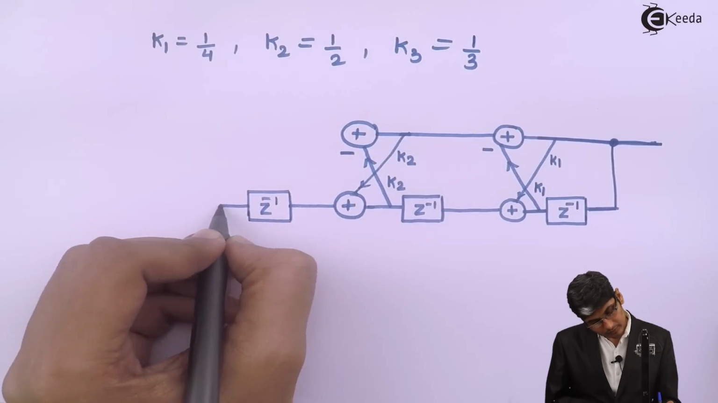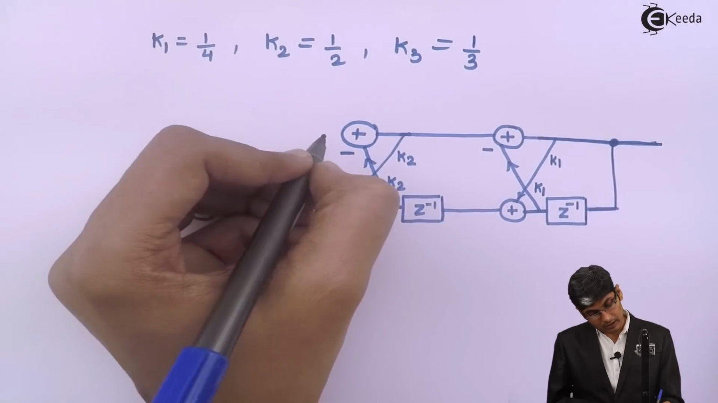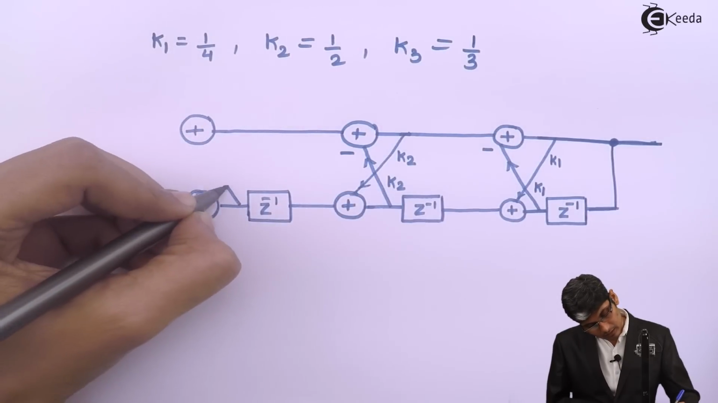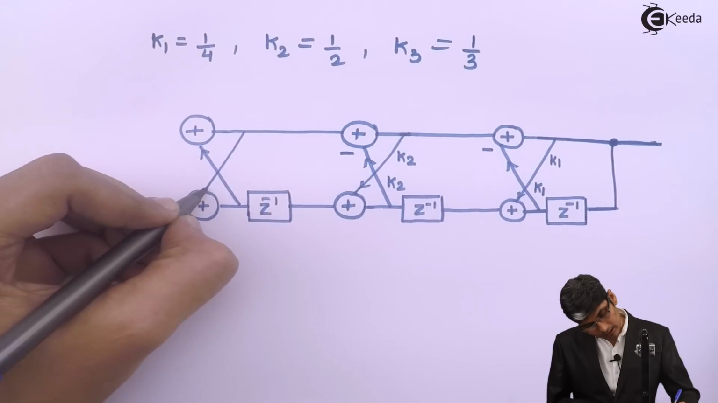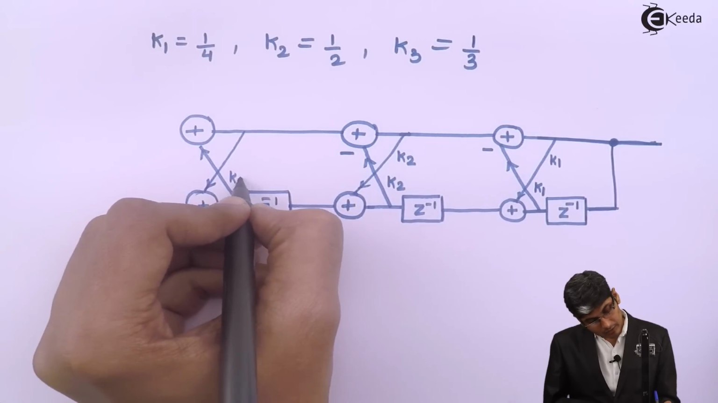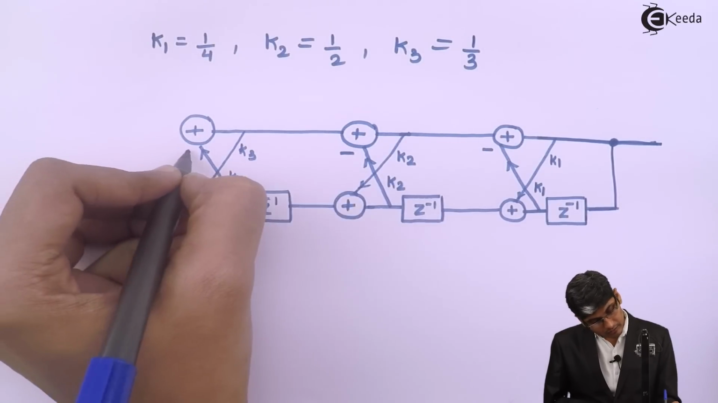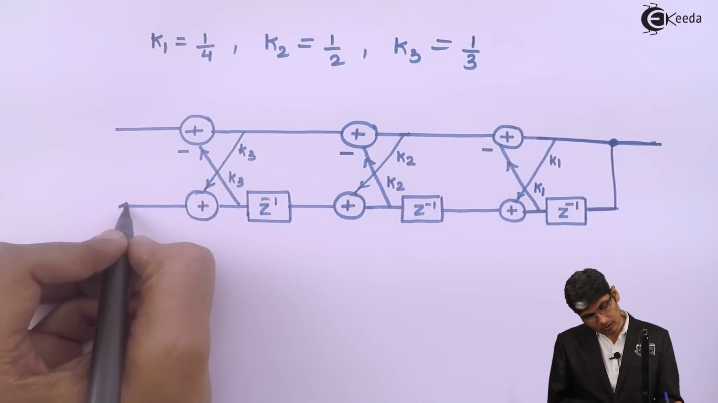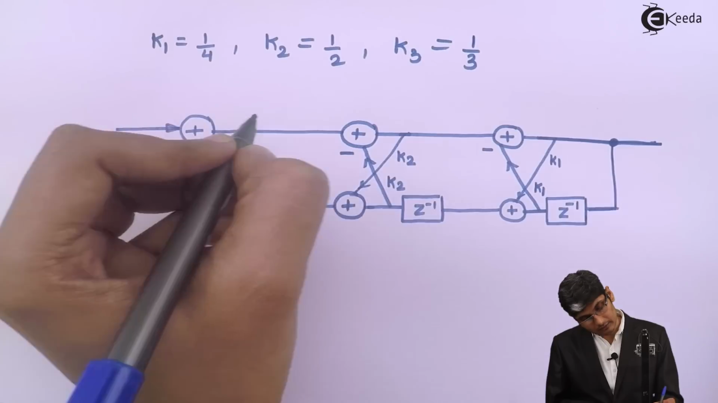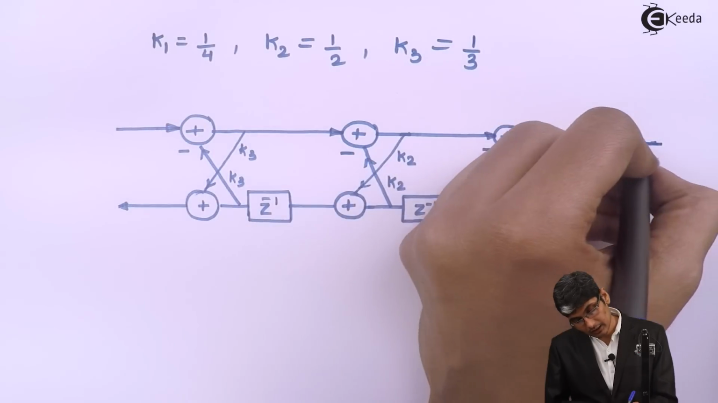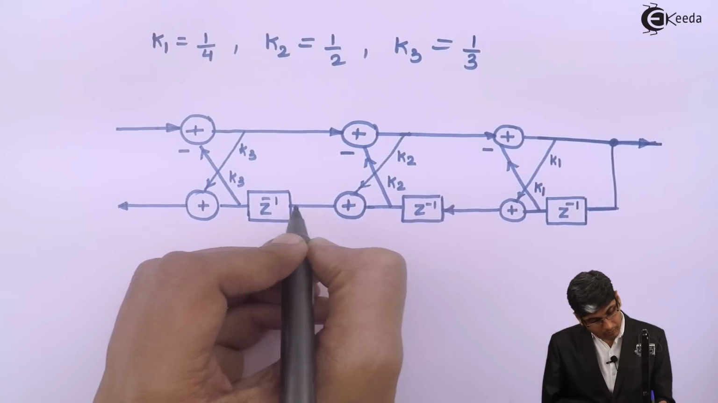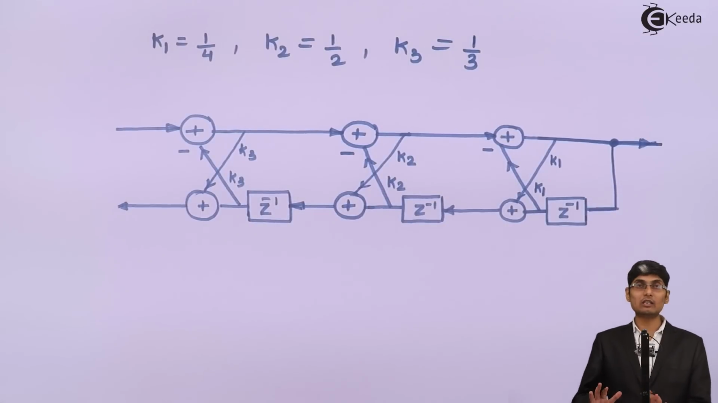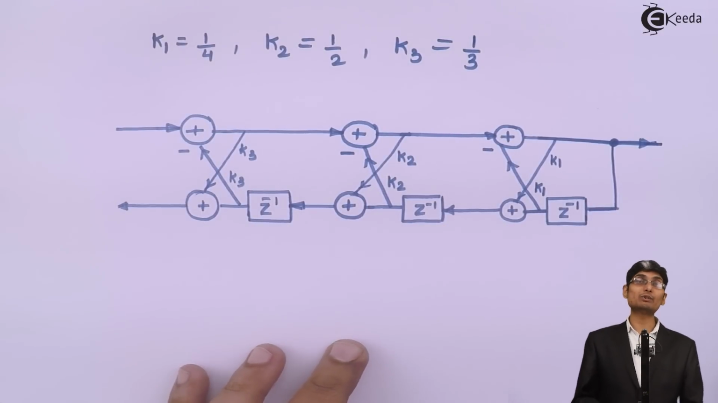Z inverse. Pull the string, draw an adder just above this adder. One line goes up, one line comes down. This is my k3, this is also k3 with the negation, and I got the two outputs. Now above you have to show the paths going in the forward direction, below you have to show the path going in the reverse direction. So this is a third order lattice structure for the given transfer function.